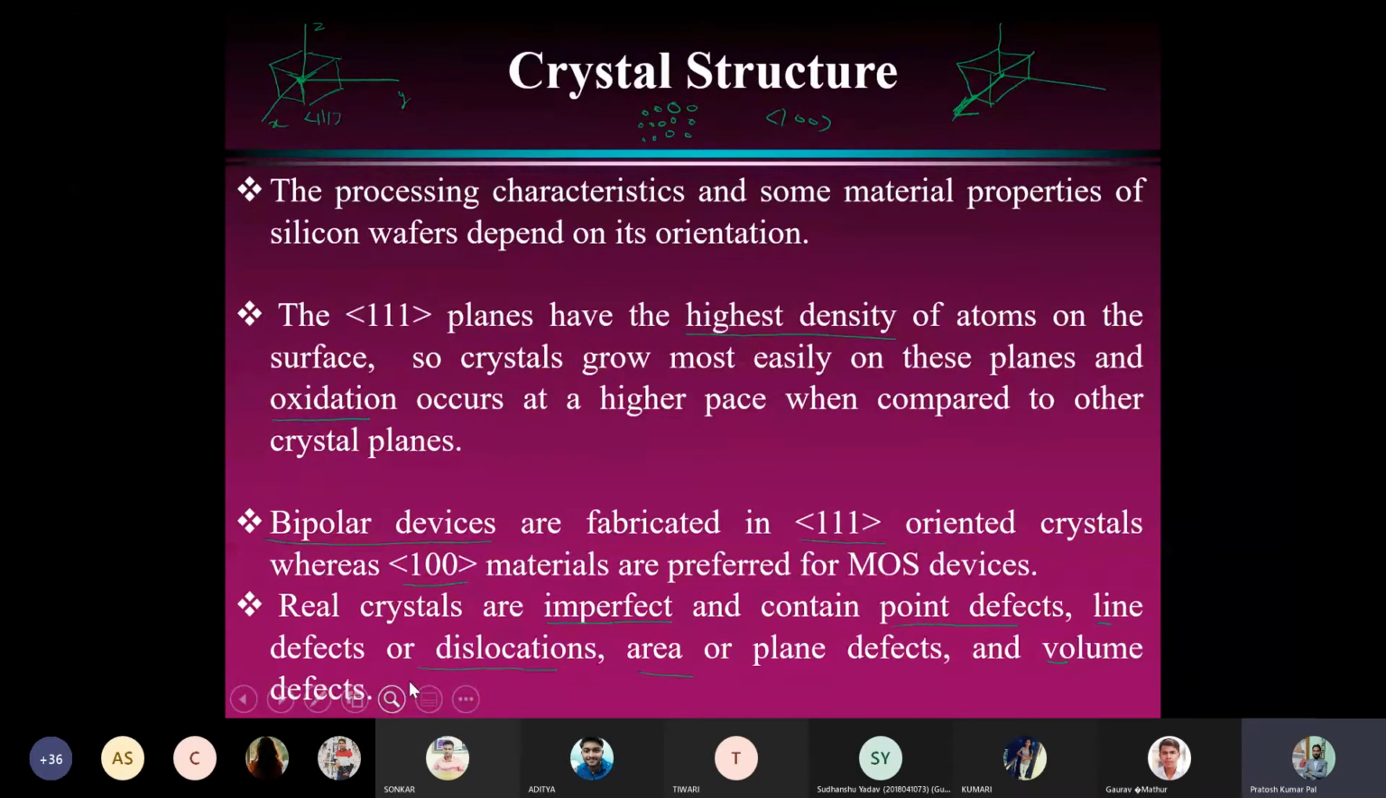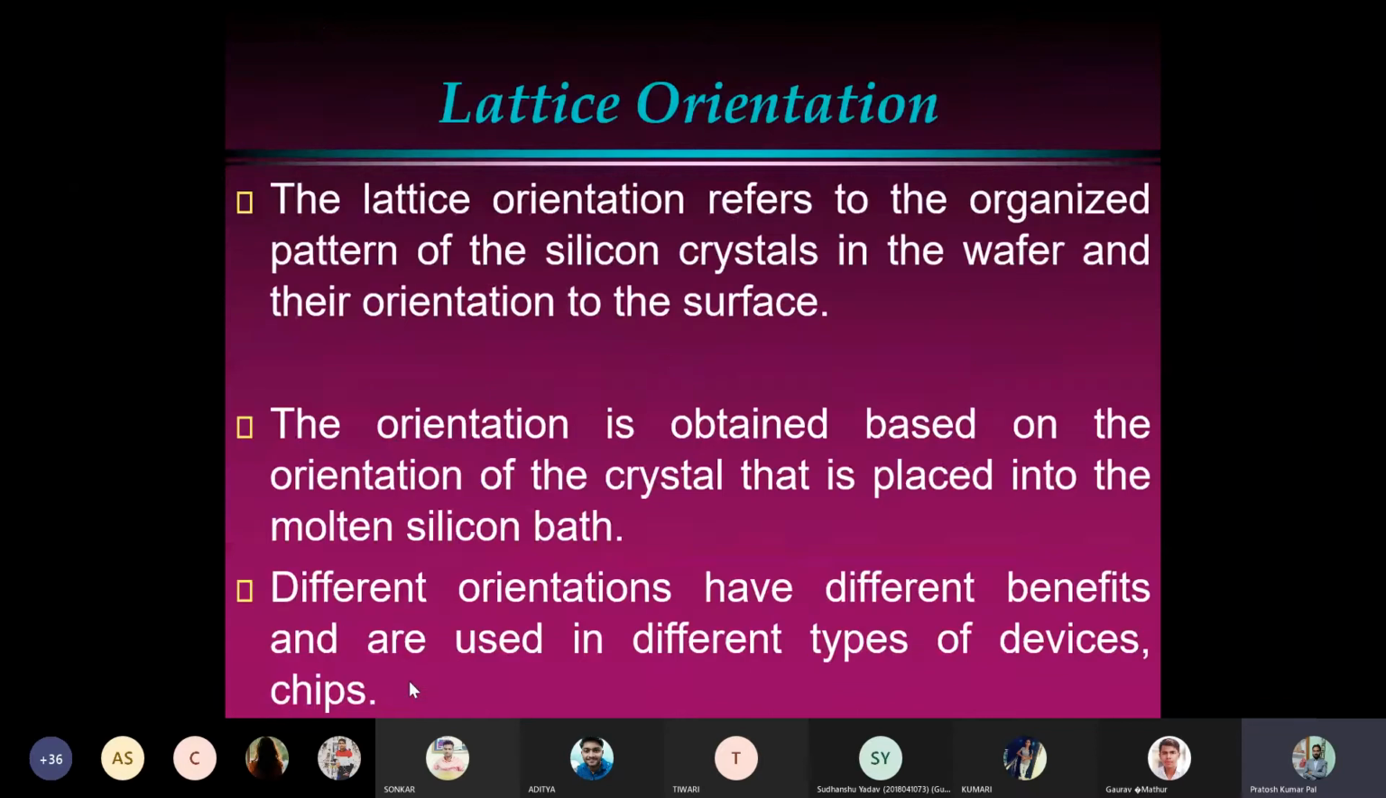So the same lattice orientation basically refers to the organized pattern of silicon crystals, because here we are considering only silicon for obtaining the wafer. So the definition is written in terms of silicon only. The lattice orientation refers to the organized pattern of silicon crystals in the wafer and their orientation to the surface. How the silicon atoms are organized into a crystal is given by the lattice orientation.